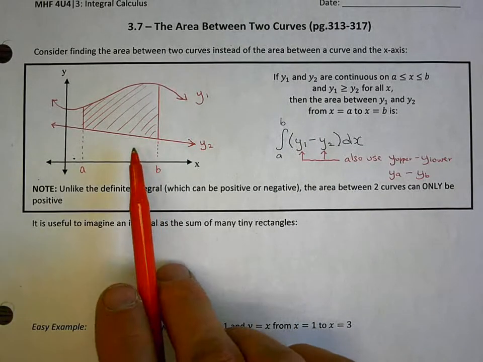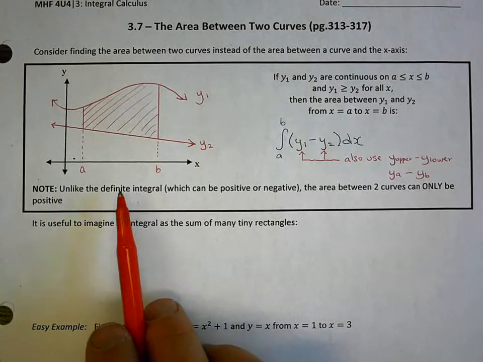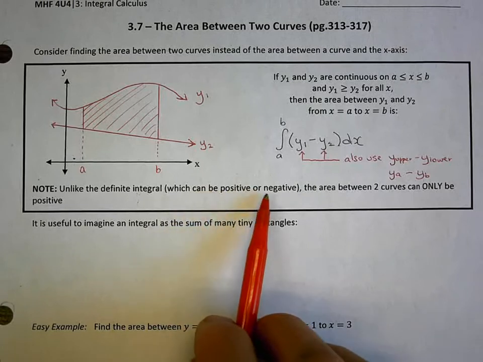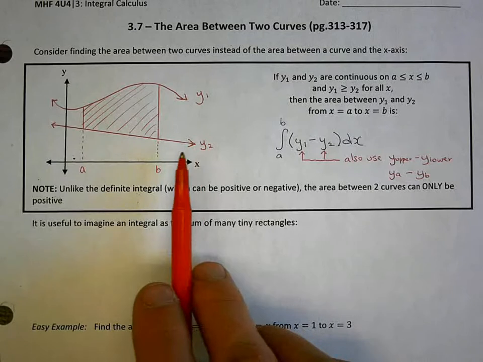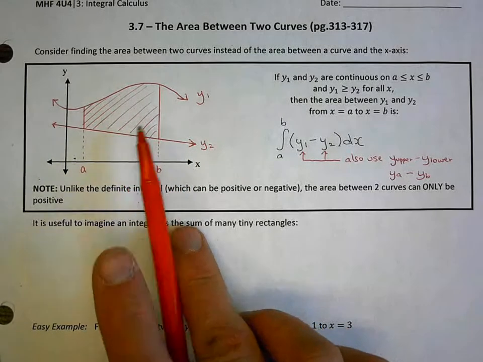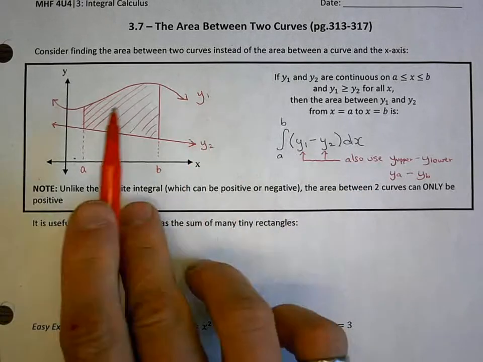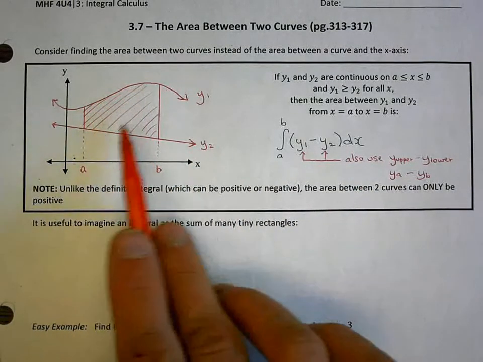Now note, and I'm going to mention this 100 times, but unlike the definite integral, remember our definite integral lesson? Definite integral can be positive or negative. If you have the area and it's below the x-axis, it's a negative area. That's for a definite integral question. But when we're talking about the area between two curves, it's always positive. So even if this area between the two curves was below the x-axis, it's still a positive area.